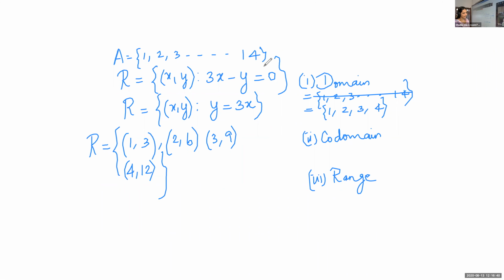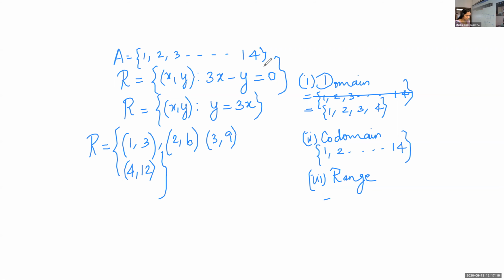What about codomain? 3, 6, 9, 12? Check it. Is it codomain? What is the definition we have learned for codomain? The collection of all elements in the second set. All the elements we will take. So codomain is 1, 2, etc., up to 14. Codomain is the set of all elements in the second set.